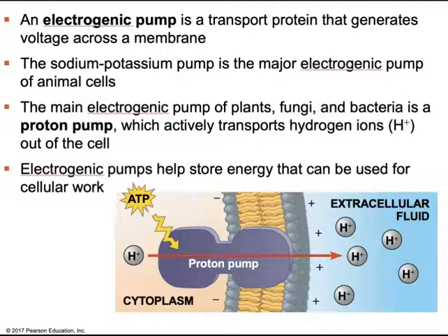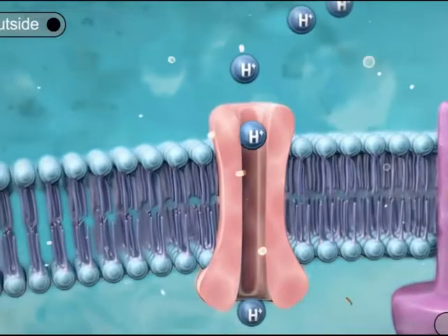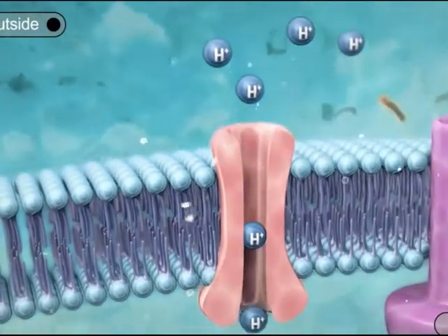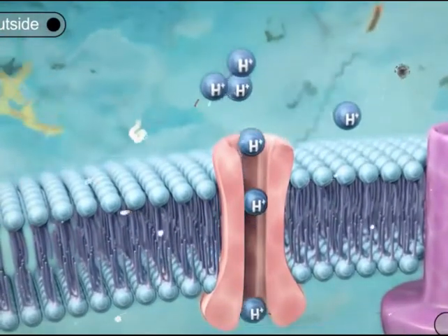An electrogenic pump is a special transport protein that generates voltage across the membrane. The sodium-potassium pump is the major electrogenic pump of animal cells. The main electrogenic pump of plants, fungi, and bacteria is a proton pump, which actively transports hydrogen ions out of the cell. Electrogenic pumps help store energy that can be used for cellular work.